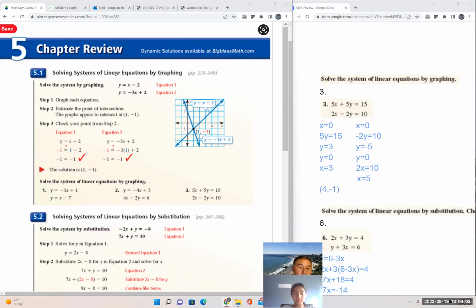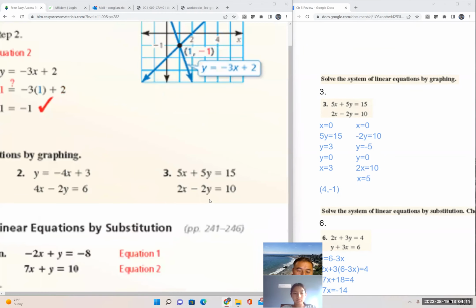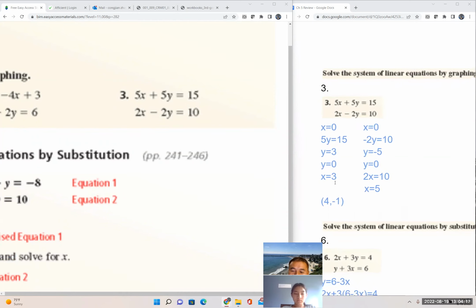Let's start. Problem 3. Solve by graphing. Okay, if you don't know graphing, I'll say how you do it. Here you mention, and your final answer is this point, right?